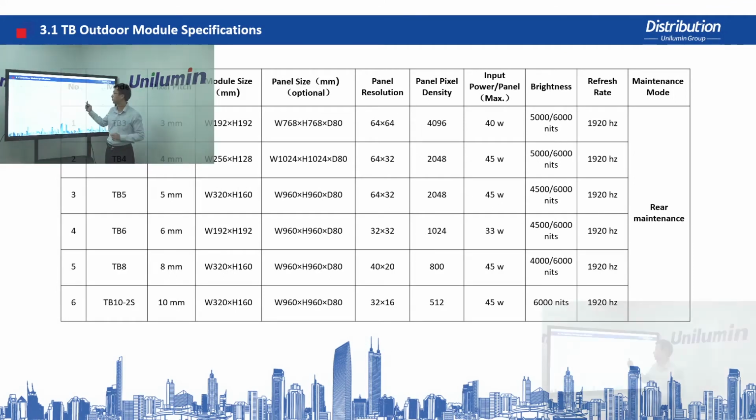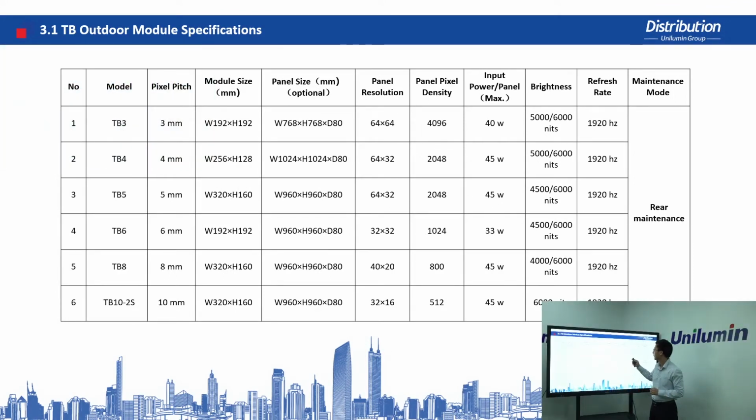For the outdoor, you can see here, the brightness is very important for the countries, especially the strong sunshine. From here, for the brightness, we have a lot of choices: 5000, 4500, and then the others. But we have all 6000 nits for your options. Here, all the 6000 nits are available for all the products.